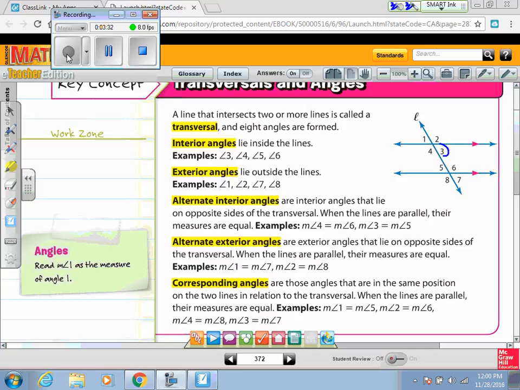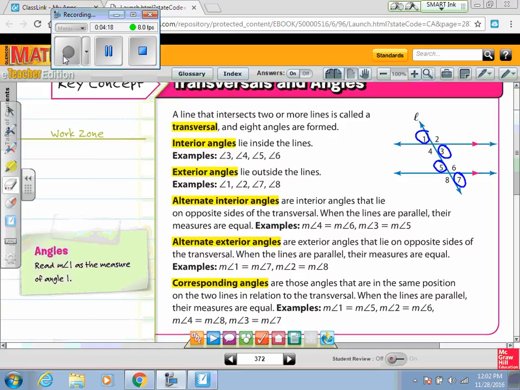As you can see, they alternate on each side of the transversal. So 3 and 5 are equal, and 4 and 6 are equal. Those are alternate interior angles because they're on the interior. 2 and 8 are alternate exterior angles, and they're also equal. Angles 1 and 5, because they're both on top on the same side of the transversal, will be equal, and they're called corresponding angles. Just like 3 and 7 are corresponding angles. They're both underneath on the same side of the transversal.